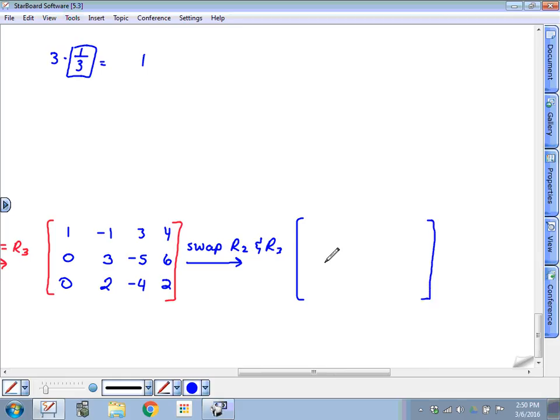So the row at the bottom is not going to be the row at the bottom, 0, 2, -4, and 2. I'm going to write that in the middle. And then the row that was in the middle, I'm going to put that at the bottom. Didn't do anything to the top row.